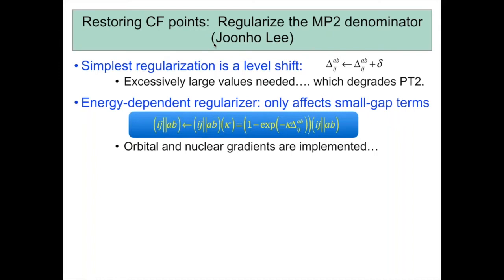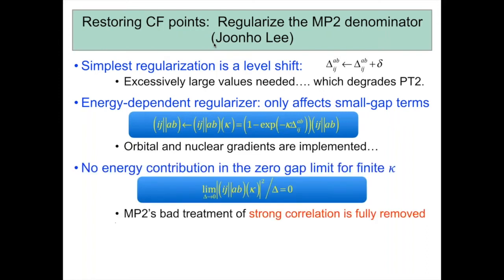In Q-Chem, both orbital and nuclear gradients are implemented, and this is a non-trivial problem to do. So a very, very talented member of my group, Dr. Joonho Lee, this work was part of him getting his doctorate, actually took care of designing and implementing this kappa MP2 framework in Q-Chem so that you can now run it today. And as I just mentioned, in the limit of 0 gap, the integral is attenuated away to 0.